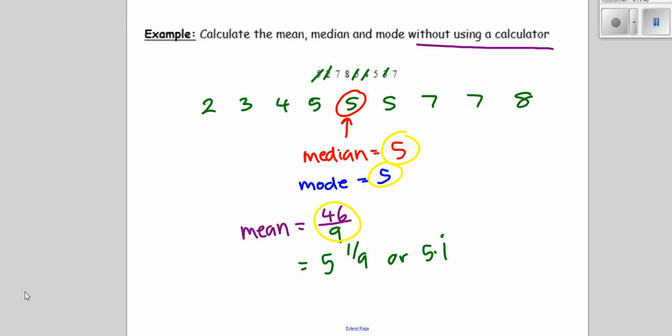Okay, next one. What was the median? Five, yeah, because there's a middle number. Yeah, there's another two, with different numbers in the data set. So you can see different types of data.